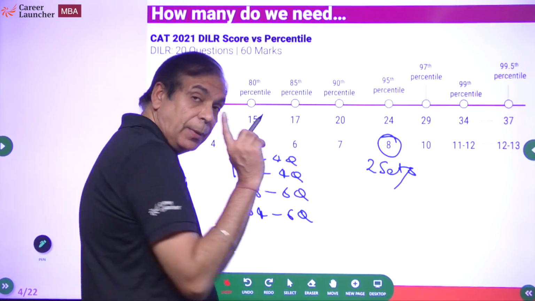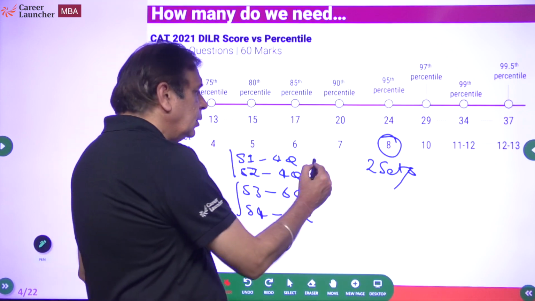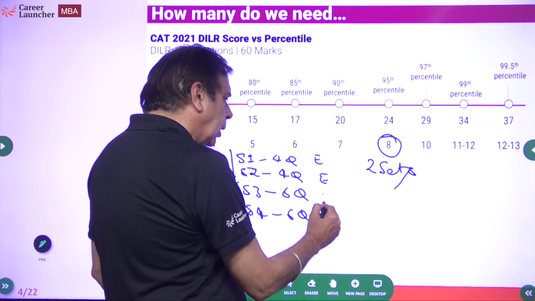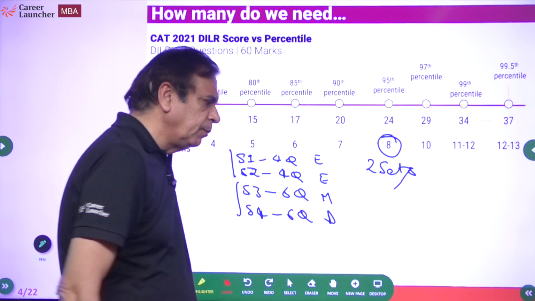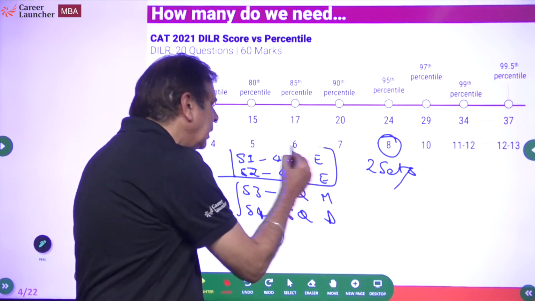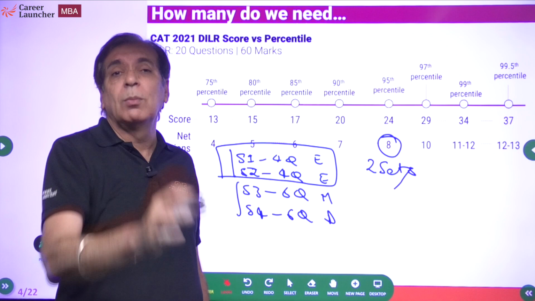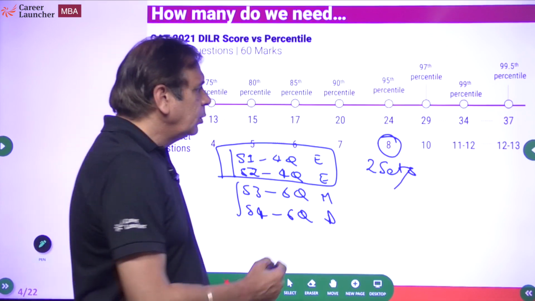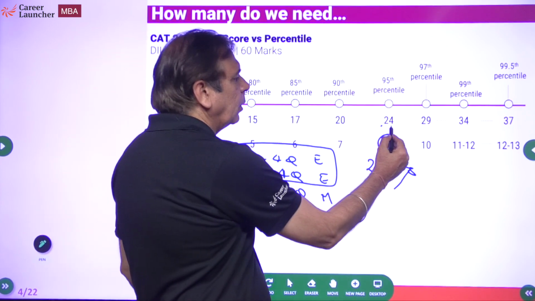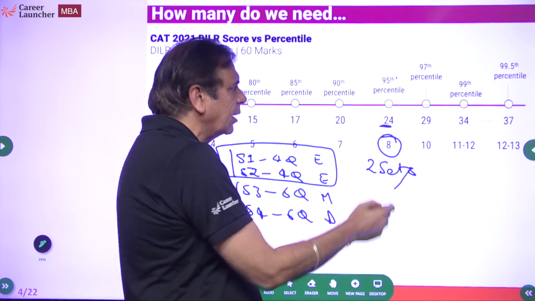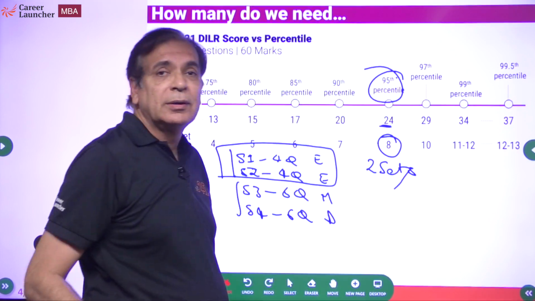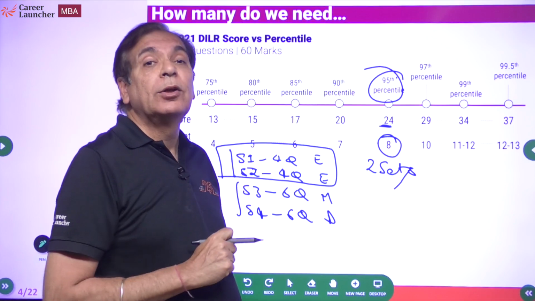And typically across slots, these 2 were the easy sets. One of these was medium, one of these was difficult. So even if you did just the 2 easy sets in 40 minutes, spending almost 20 minutes per set of data, you would have got 8 correct answers and 24 marks, and you would have been at 95 percentile. Okay. So now this is what you need to remember.